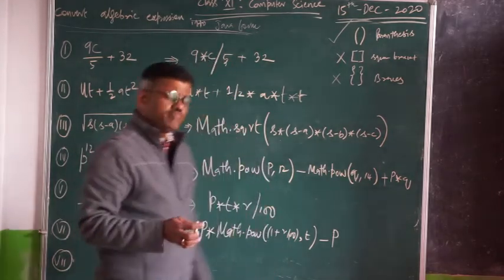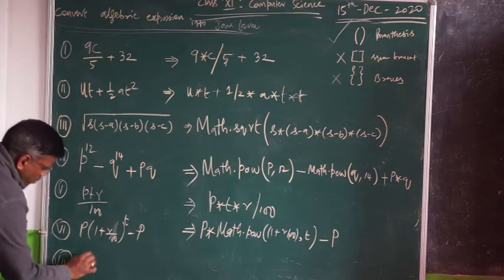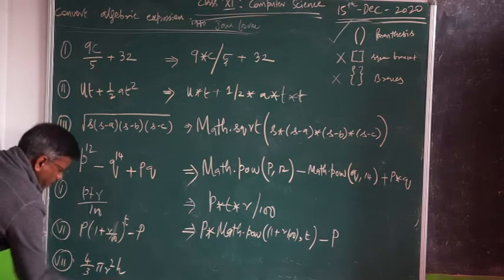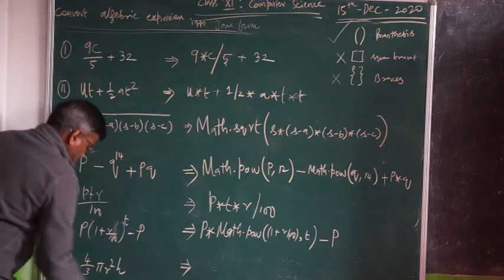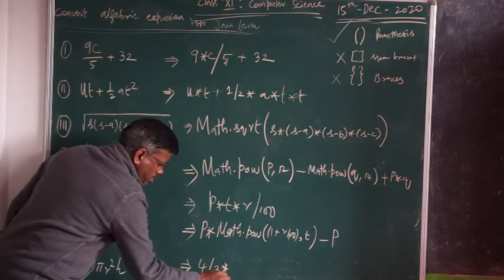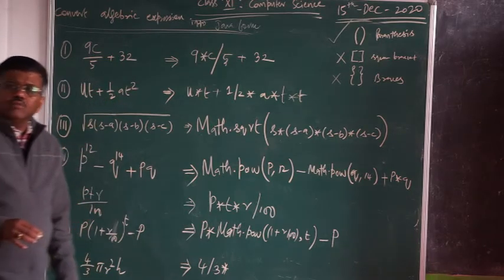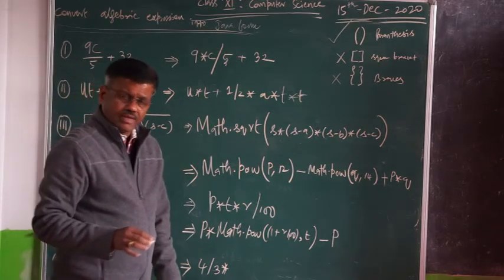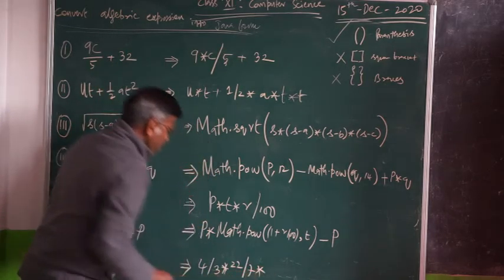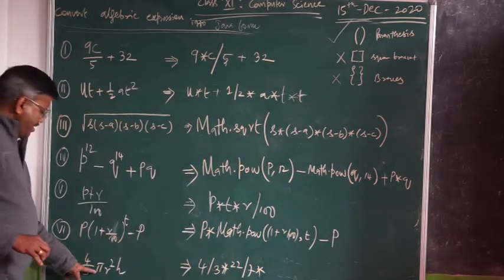You can do by yourself. Okay, here, 4 by 3 pi R square H. What do we do? 4 slash 3. All of us know pi isn't there on your keyboard, so all you know the pi value is 22 by 7. So write 22 by 7. Otherwise math.pi also you can write, but then you write 22 by 7.